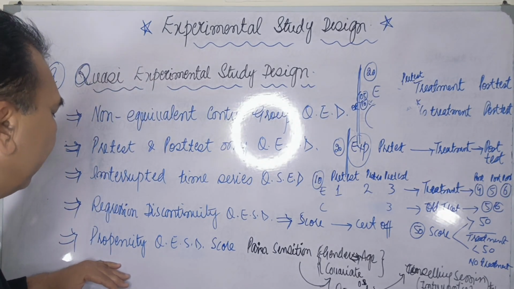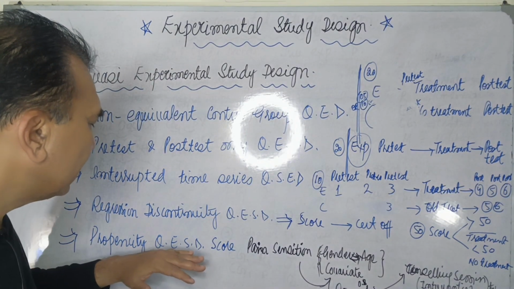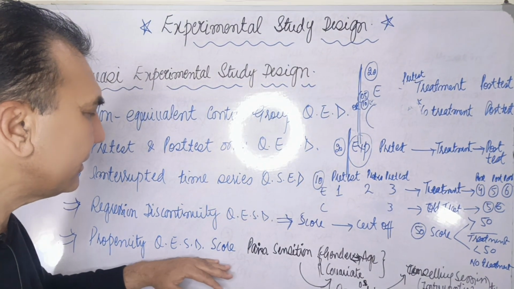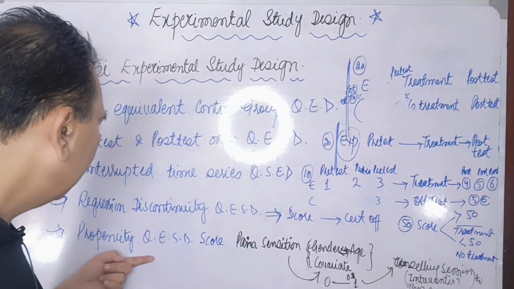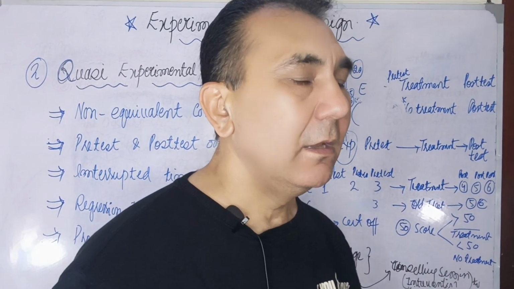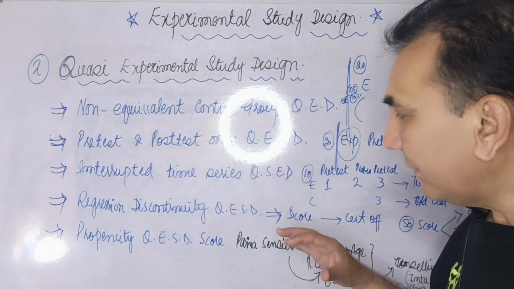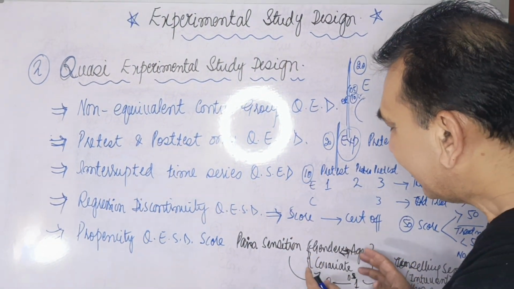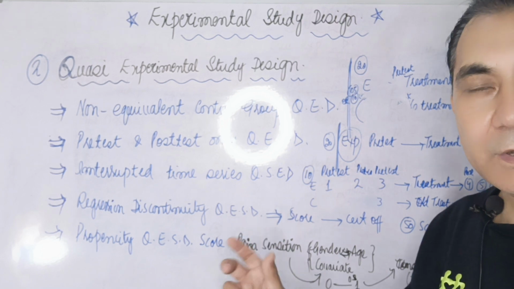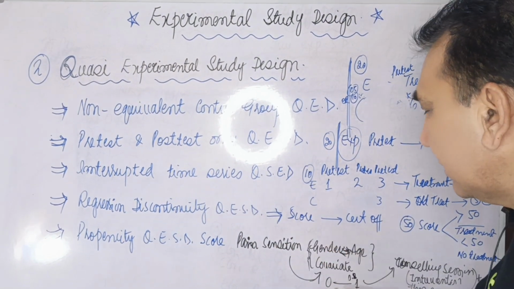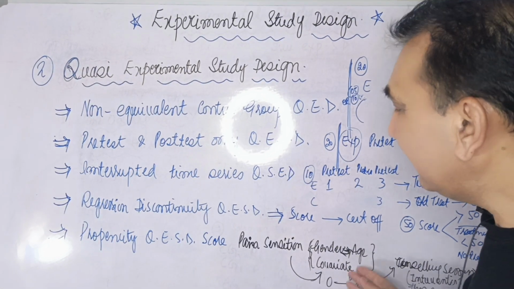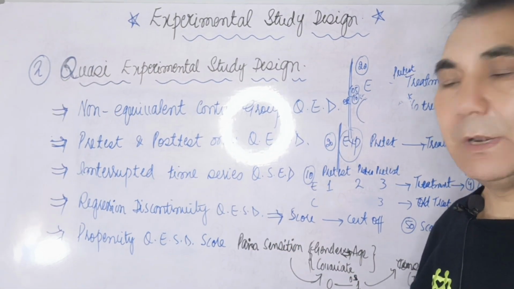The fifth one is the propensity quasi-experimental study design. It is again just like regression analysis, but in this study design the researcher first checks the covariates between the variables with the independent variables, and sees the correlation with the dependent variable.